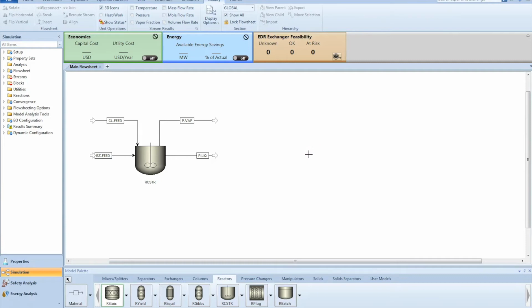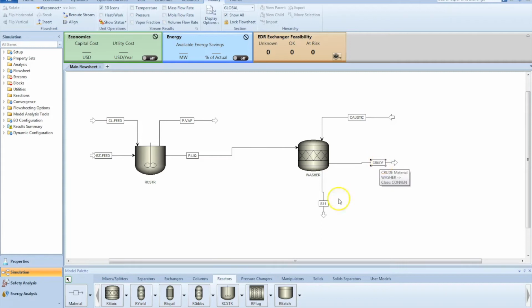To remove the corrosive agent, we will use a washer unit to neutralize the hydrogen chloride with sodium hydroxide. To model the washer unit, create an R-stoic model. Connect the liquid product stream from the main reactor to the washer and add a caustic feed stream. There will be a waste stream in which the neutralized salt will exit, and a crude process stream which will continue on to the separator units. Press the blue next arrow to enter information about the benzene feed.